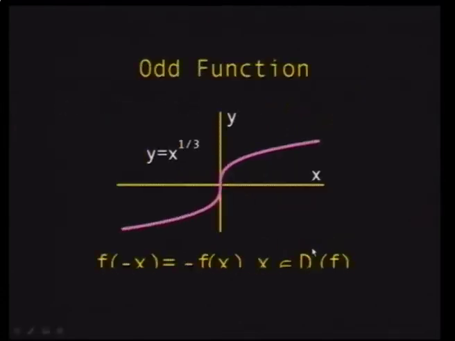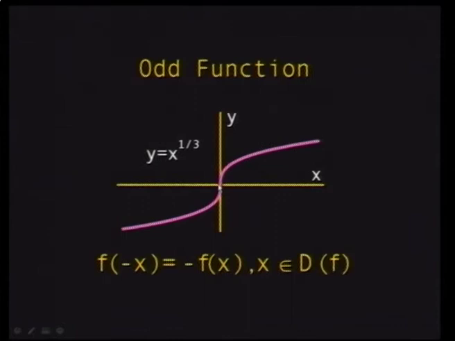Whereas, for example, if you have a function like the third root of x, this function is symmetric about the origin. In other words, when you put x equal to 27, you get 3. When you put x equal to minus 27, you get minus 3. So it's symmetric about the origin. In other words, f of minus x is equal to minus f of x. All you have to do is substitute here, replace x by minus x to obtain minus x to the power third is equal to minus x to the power third. This is called an odd function.